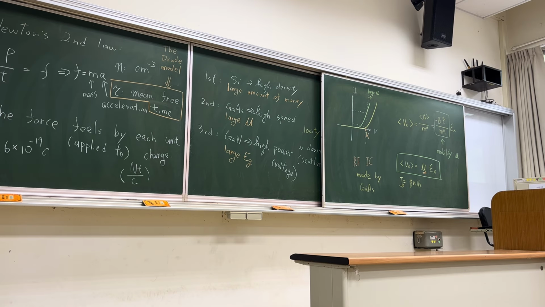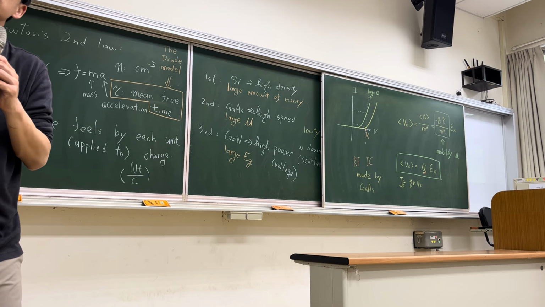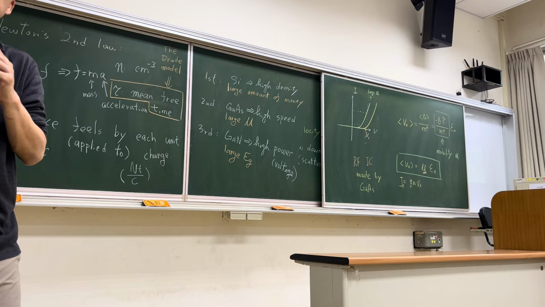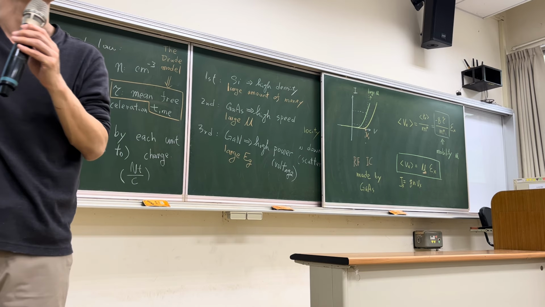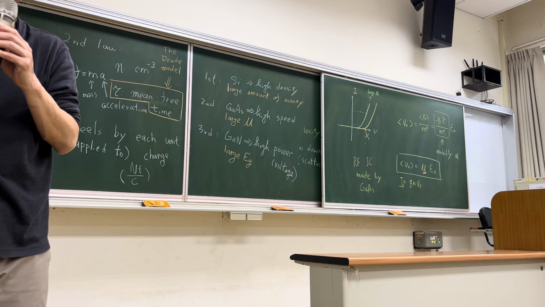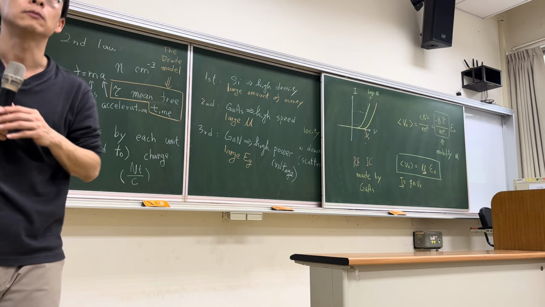So when you have very high voltage in operation, you need to choose the third generation with a large band gap in order to achieve high velocity. That's the reason for third generation semiconductors. Okay, let's take a break.